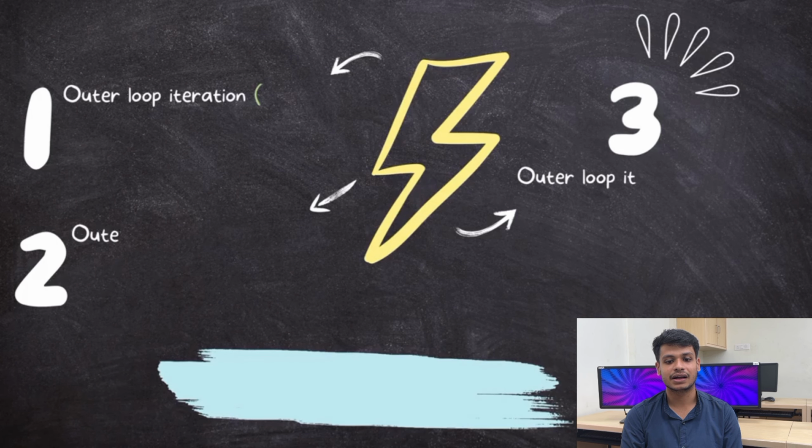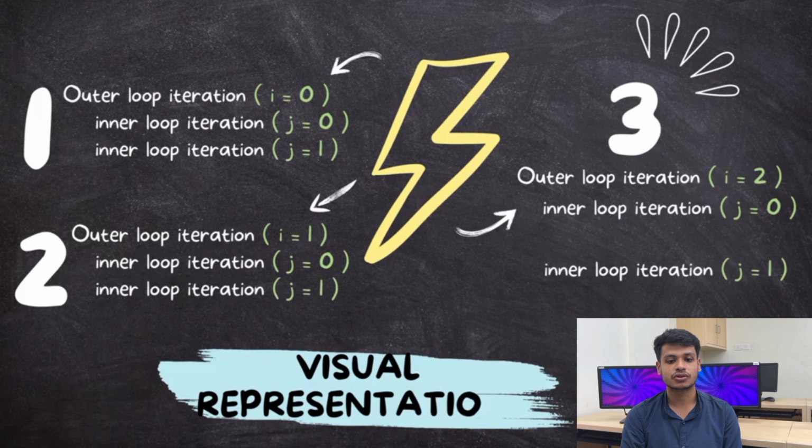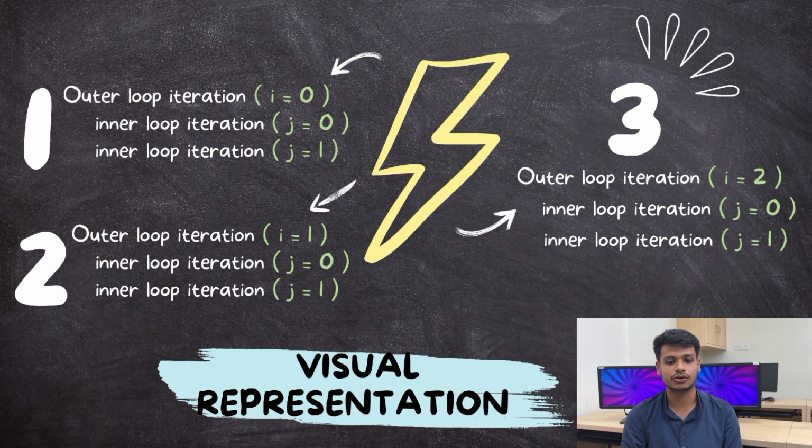It is given that range equal to 3 for the outer loop, so the value of i in the first iteration will be 0. Then it will go inside the inner loop. As it is given range equal to 2, j will have values 0 and 1. After the first iteration, the values of i and j will be i equal to 0, j equal to 0, i equal to 0, j equal to 1.